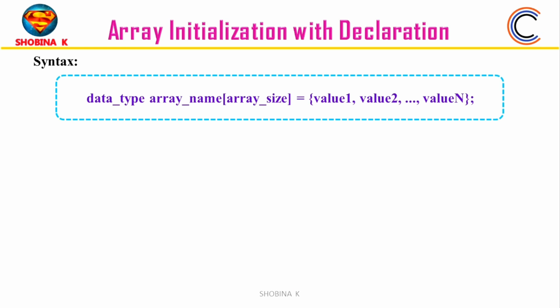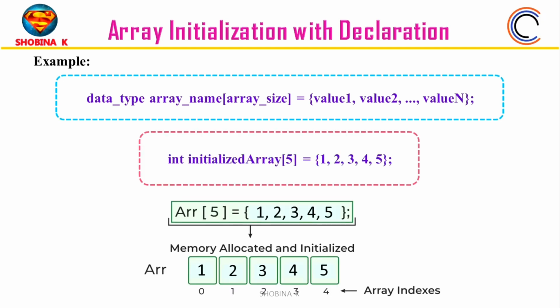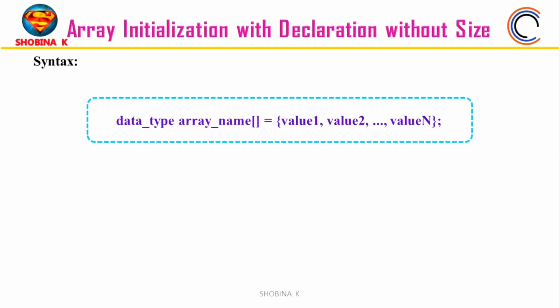This part is the initialization list enclosed in curly braces. It contains the values that will be assigned to the array elements. In the example, the array is initialized with the values 1, 2, 3, 4 and 5. And this syntax allows you to both declare and initialize an array in a single line of code. Now the array named initialized array is declared with 5 elements and initialized with the values 1, 2, 3, 4 and 5.